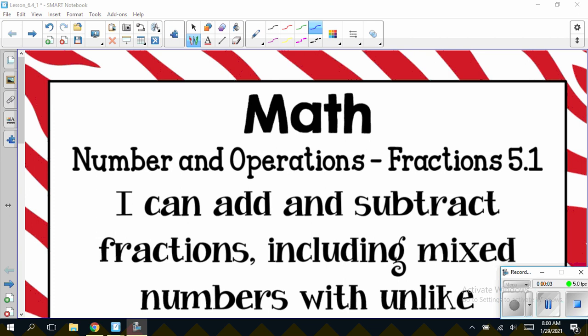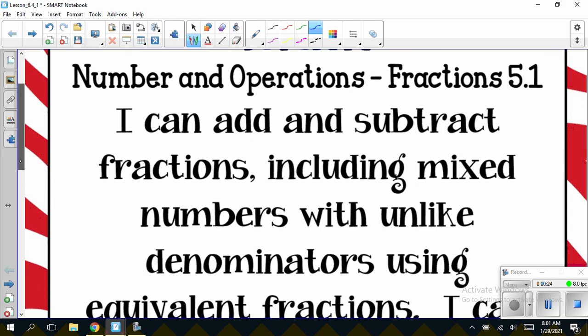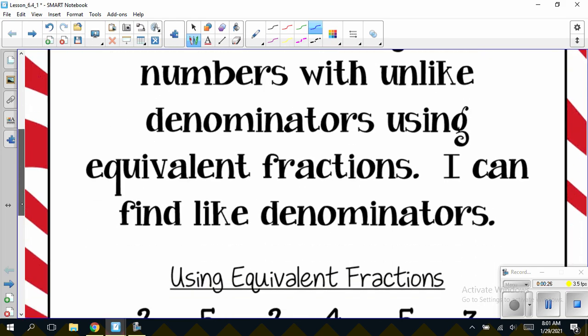Hi, fifth graders. Today we are working on Chapter 6, Lesson 6.4 with common denominators and equivalent fractions. This lesson can be found on page 369 in our textbooks. And the standard that we are working on in this lesson is a number operations fractions 5.1. It is a little bit further down where we are finding like denominators with this lesson.